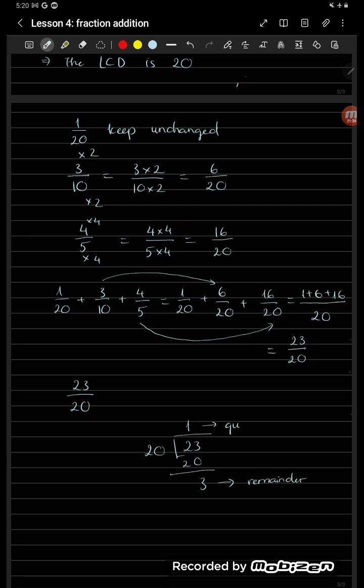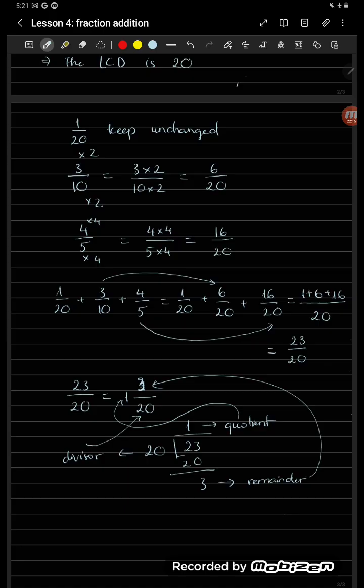So here 3 is the remainder, 1 is the quotient, and 20 here is the divisor. The way we write it is like this: the remainder is always the top, the quotient is the whole number part, and the divisor is the denominator part. Sorry, here is a 3. Yeah, the remainder is 3. So the remainder goes here, the quotient goes here, and the divisor goes here. Always like that.